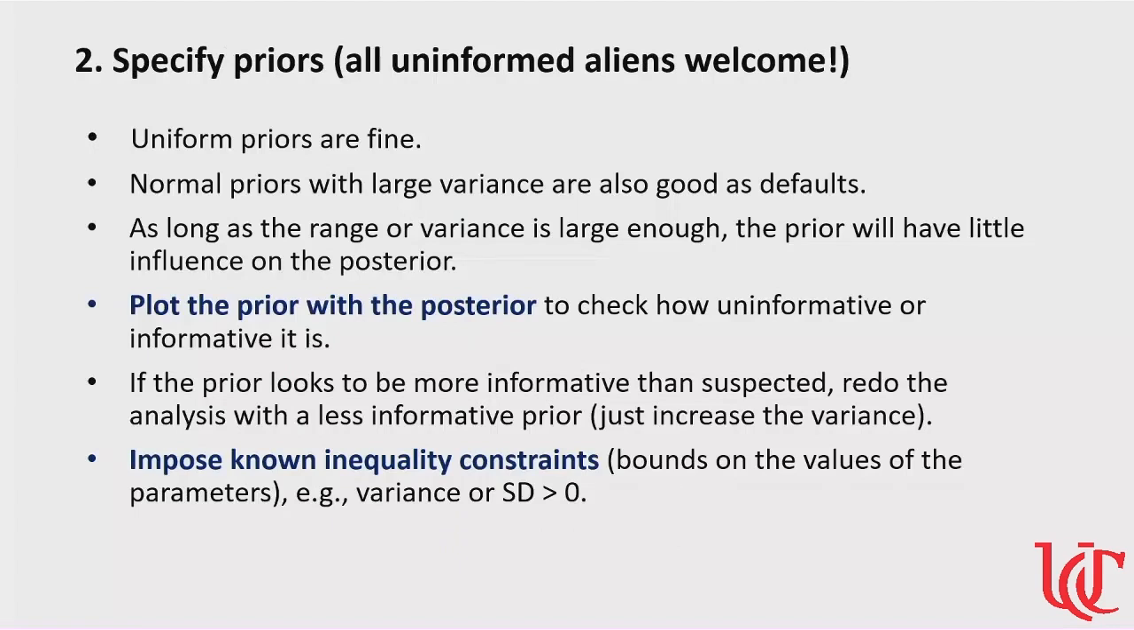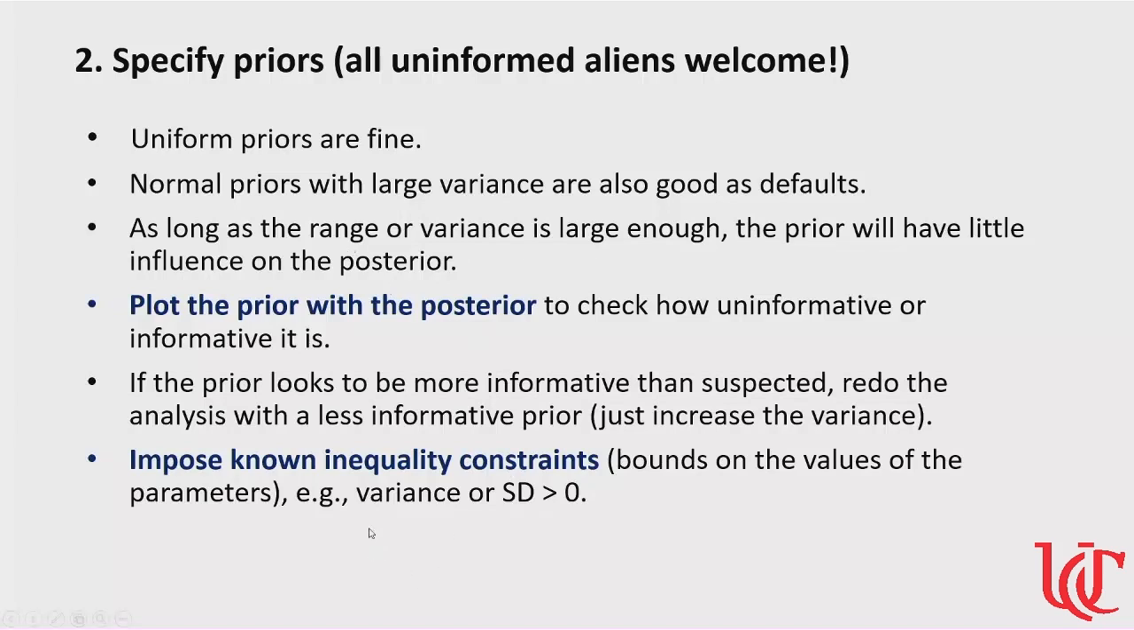As I said, uniform priors are fine. Just pick uniform priors and give them some reasonable range. If the range is too narrow, you can see that when you get the posteriors and go back and say, oh, I inadvertently made it too narrow. Or you can just pick normal priors with large variance. Those are good defaults. And you can always plot the prior with the posterior to check how informative the prior is. You can see, is it pretty flat over the range of the posterior, so it's having no influence, right?